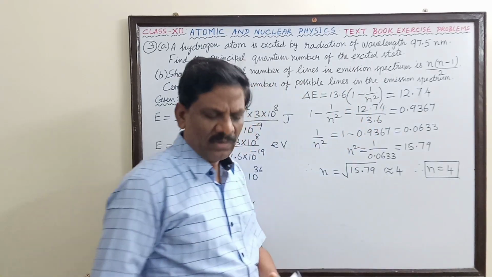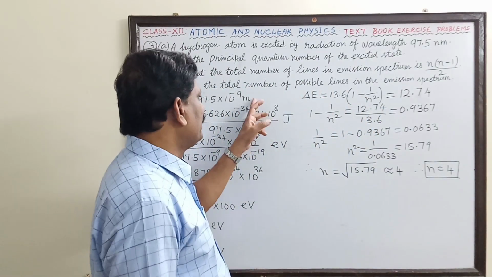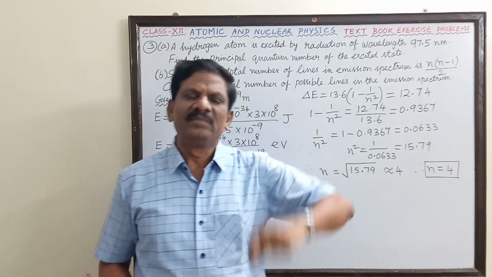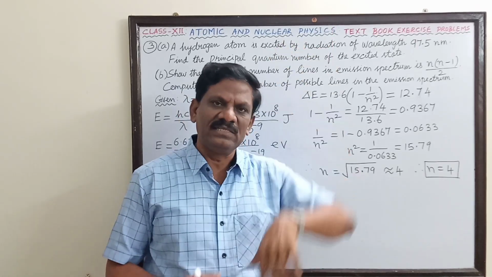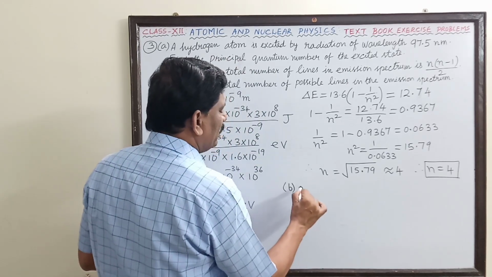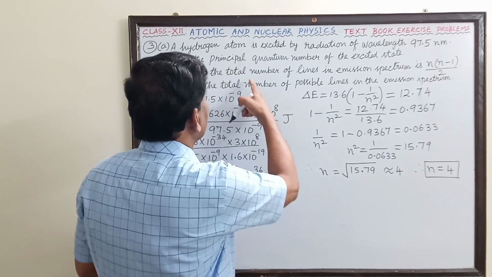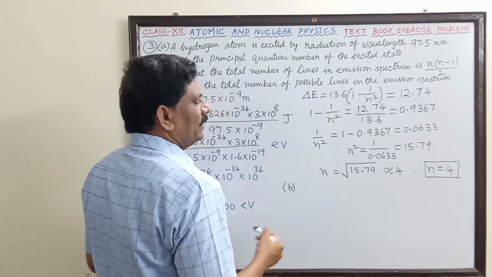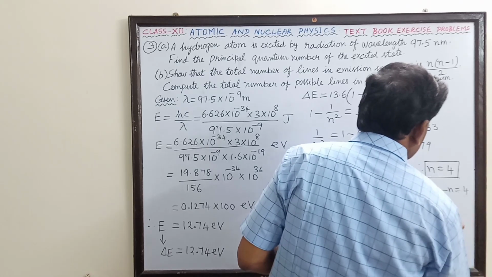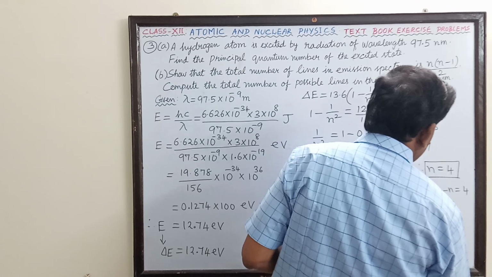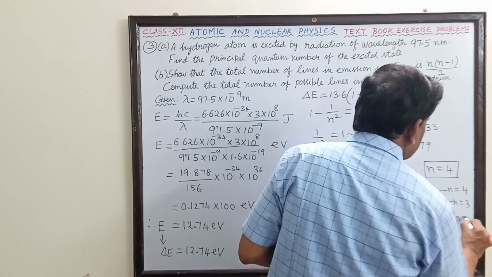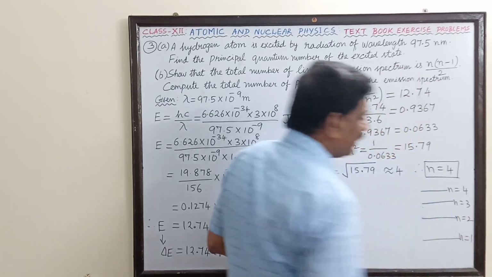So what is the value of the principal quantum number after absorbing this energy of 97.5 nanometer? The hydrogen atom is shifted to n is equal to 4th state. Is it not? n is equal to 4th. Therefore, now subdivision B, the number of possible transitions, what is given? The total number of lines. So n is equal to 4 means, you see here, this is n is equal to 4, then n is equal to 3, n is equal to 2, and finally n is equal to 1. So like this, you draw the energy level diagram now.